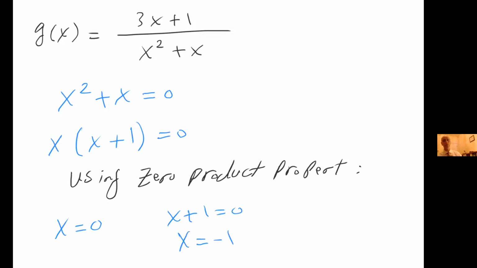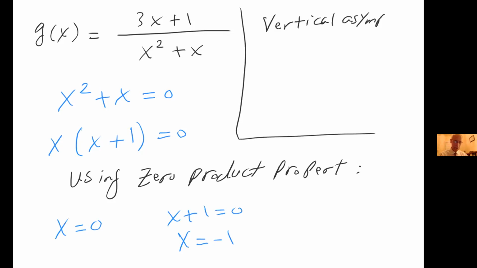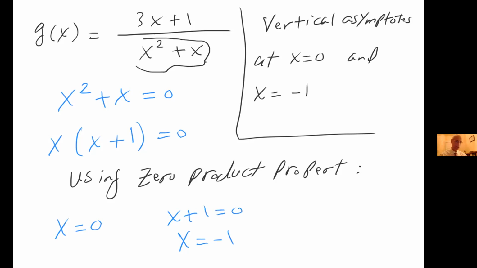So I do have two vertical asymptotes, at x equals 0 and x equals -1. And you can always test it. If I plug in 0 in here, 0 squared plus 0 is 0. Can't have that. And if I plug in -1 in here, -1 squared is +1, plus -1 gives me 0 again. Let's do another example.